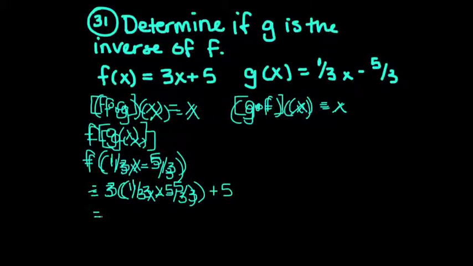Distributing the 3, 3 times 1/3 x is just x. 3 times minus 5/3 is minus 5. I still have the plus 5. The whole thing simplifies to x, which does indicate that I'm halfway there to proving that these functions are inverses.